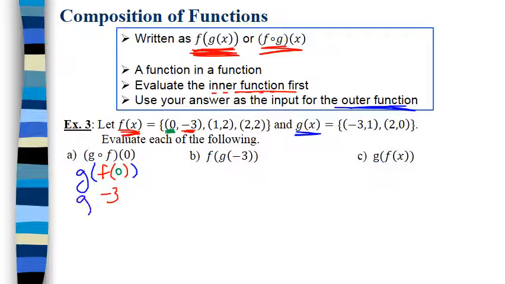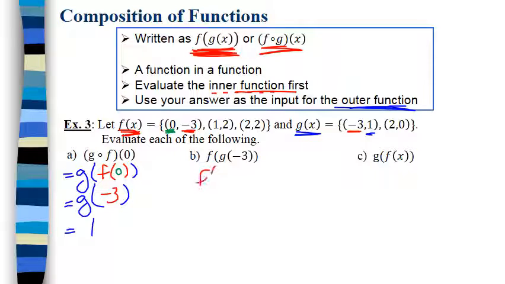And so we put that into the g function. And when we put negative 3 into the g function, we get 1 out. So therefore, g of f of 0 equals 1. And we can do that the other way around.